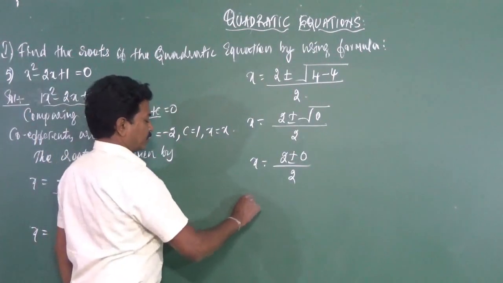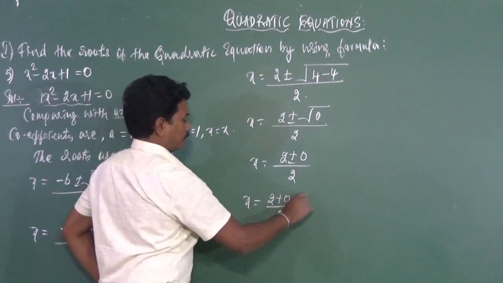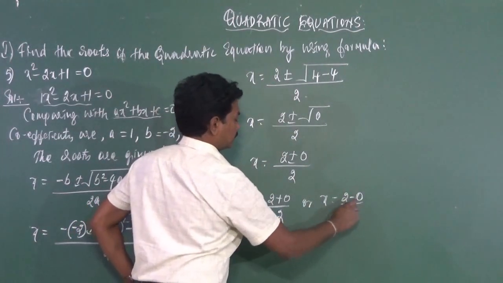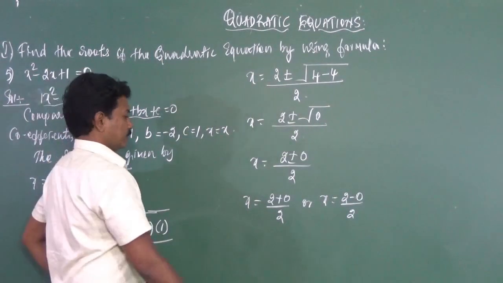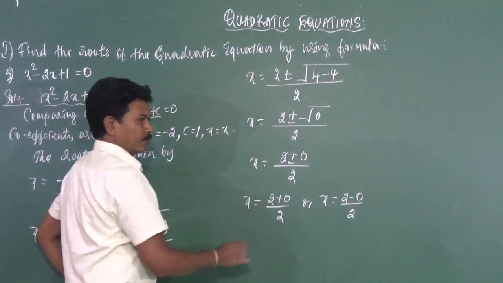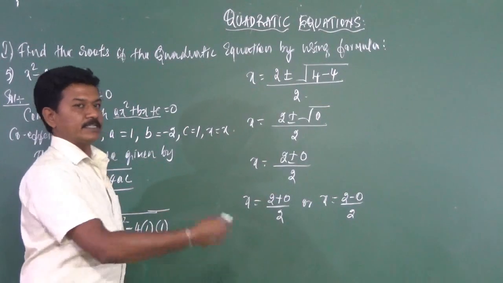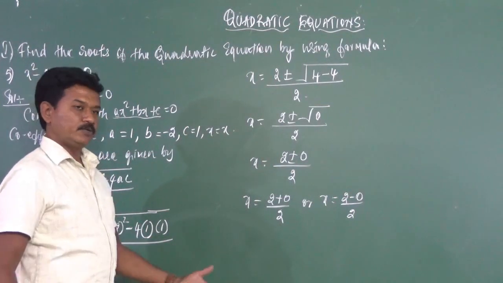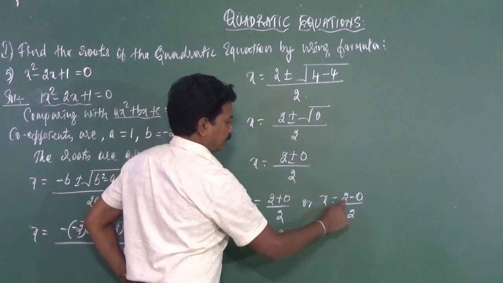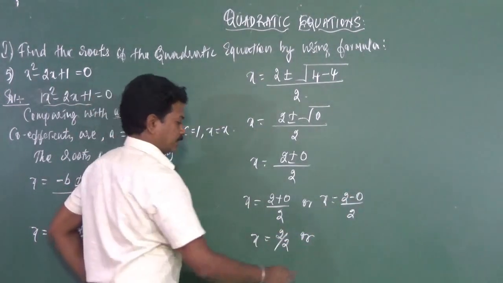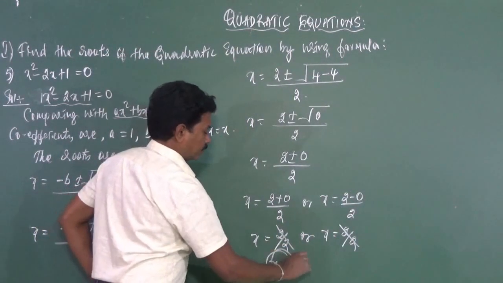Right. So x is equal to, the problem gets into two ways. So x is equal to 2 plus 0 by 2 or x is equal to 2 minus 0 by 2. So 2 plus 0 is 2. If nothing is added to 2, what remains? 2 remains. Right. So x is equal to 2 by 2, or nothing is taken from 2, what remains? 2. Exactly. So x is equal to 2 by 2. So it cancels. So x is equal to 1 or x is equal to 1.